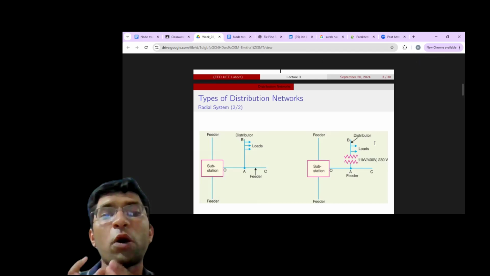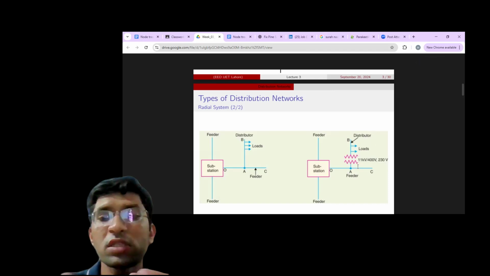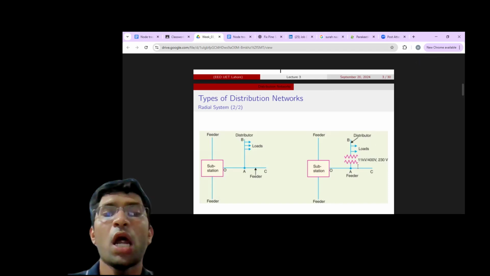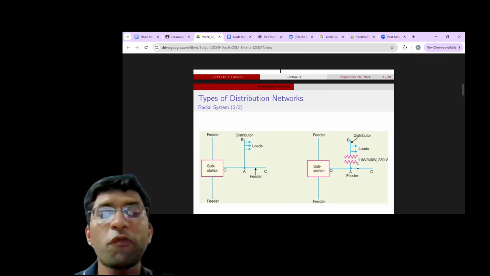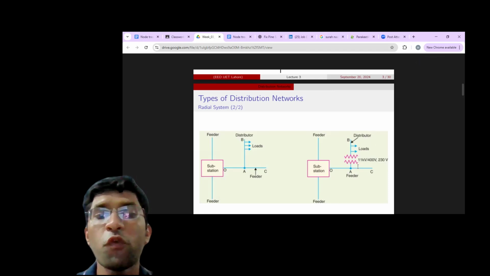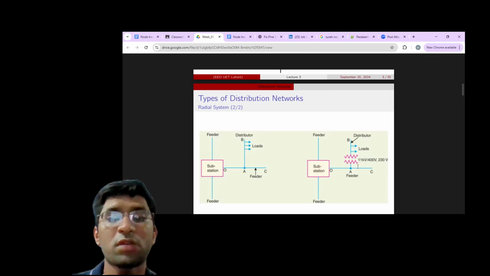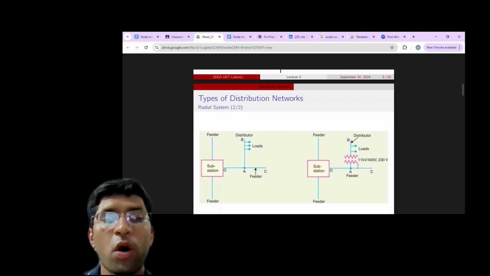Now you have to notice the zigzag symbol. This is the 11 kV or 400 volt, and there is written 230 volts. So this is a distribution transformer. It steps down the voltage from 11 kV medium voltage distribution to 400 volt. So it steps down. And this is practicality. You cannot directly feed 11 kV into the distributor side. You have to step it down. So it steps down the voltage from 11 kV to 400 volt.